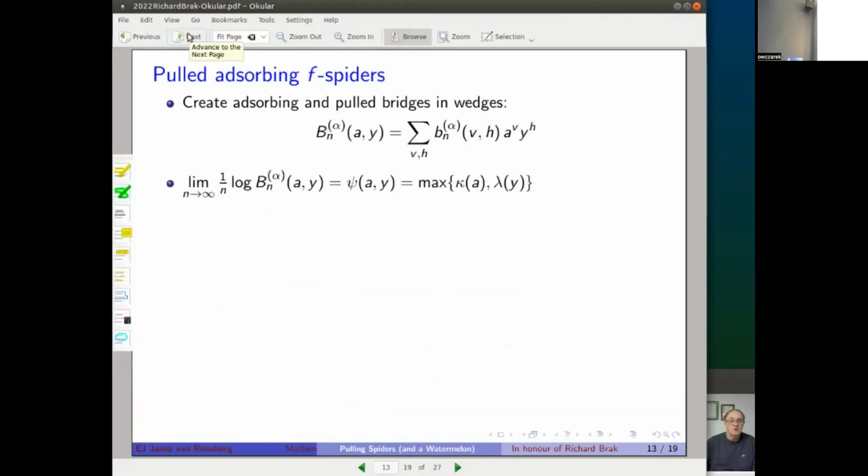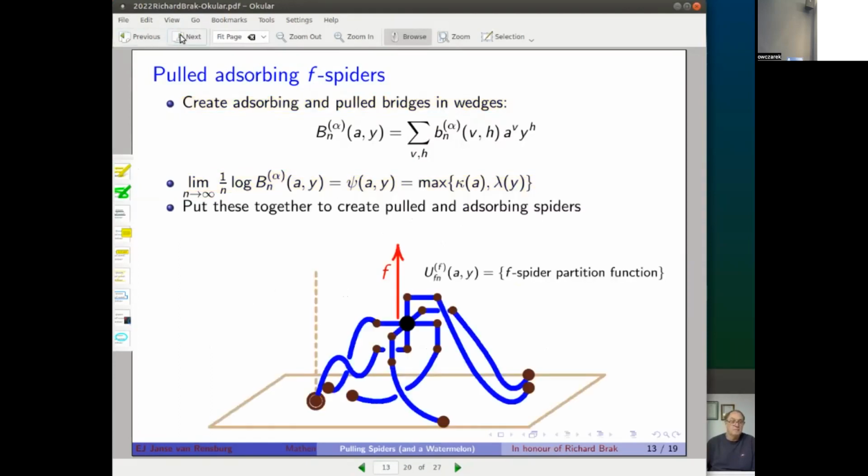Now how are you going to do this? You have to create adsorbing and pulled bridges in wedges. So this is your first step. You're going to put the bridges and the loops together to create adsorbing and pulled bridges in wedges, and then you're going to show that the limiting free energy of those pulled bridges inside the wedge is still psi of a y, which is the max of kappa lambda. And then you put these separate adsorbing and pulled bridges in wedges together around a central node to create your spider.